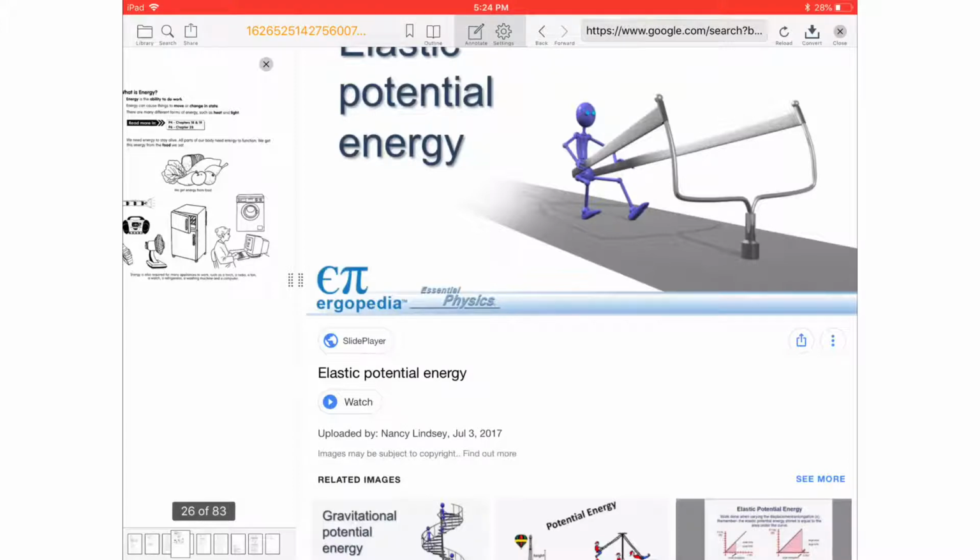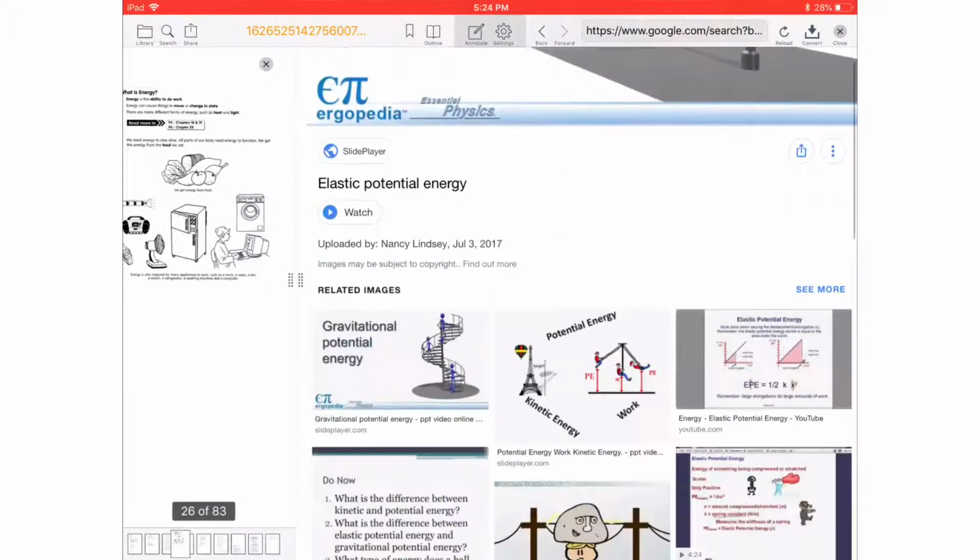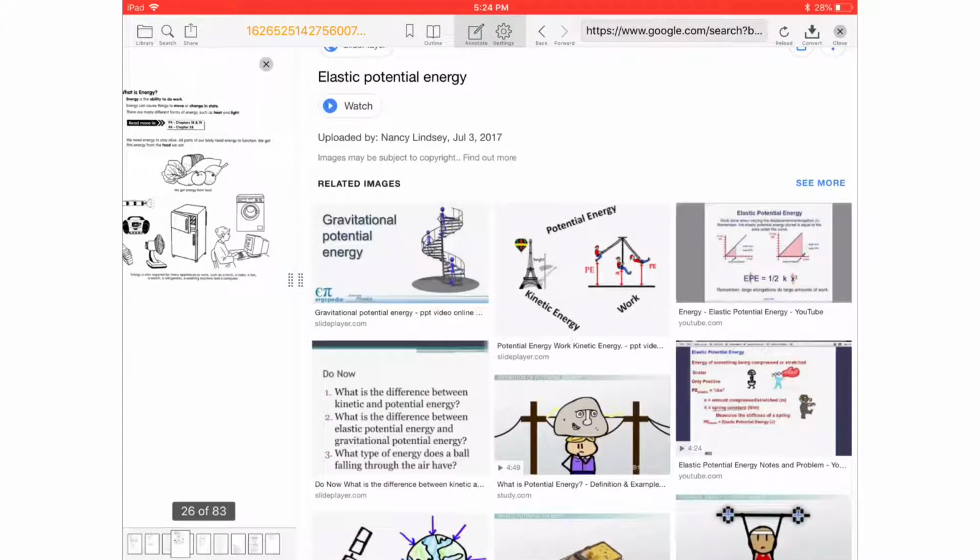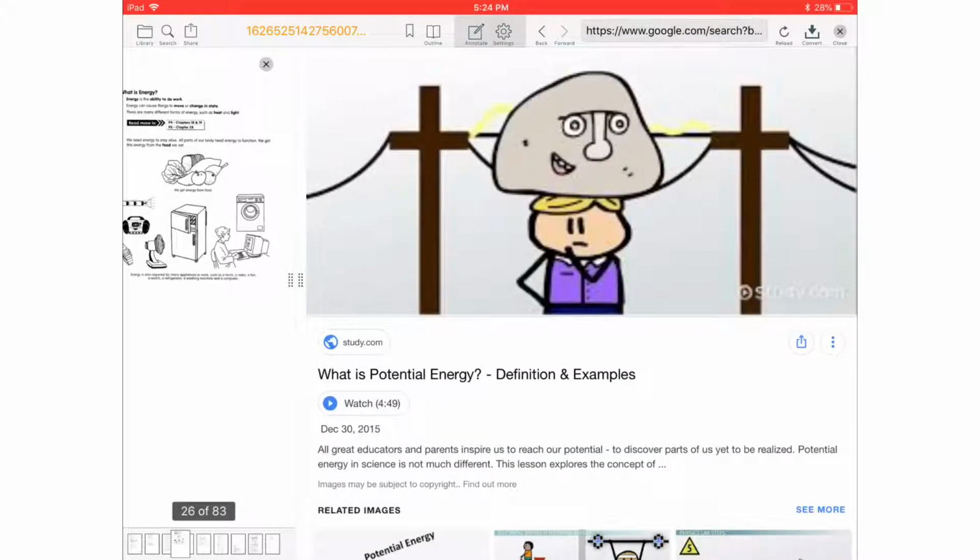Can you tell me what are the 3 types of potential energy again? Chemical potential energy. Gravitational. And elastic.